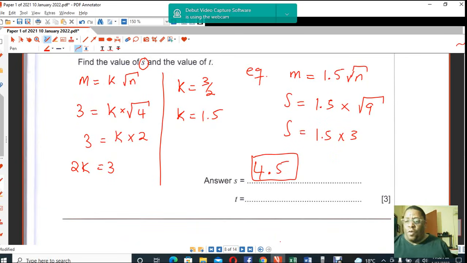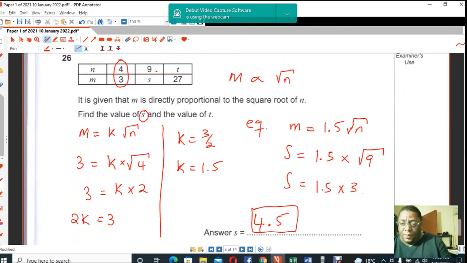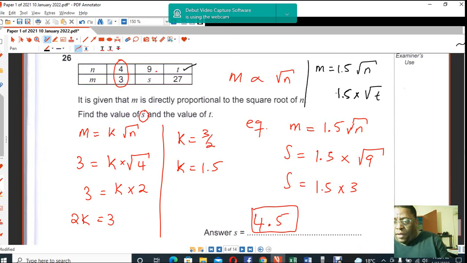If you use the same formula and you want to find, because here they ask you now to find t, all right? So I'm just going to squeeze it in here because they want us to find t. So the formula, remember, is m equals 1.5 times the square root of n. But they ask us to find t. So t is what's going to come under here. So we have the square root of t times 1.5, but we have a value of 27 here. So this is the formula that I'm going to work. I'm going to take that all the way.